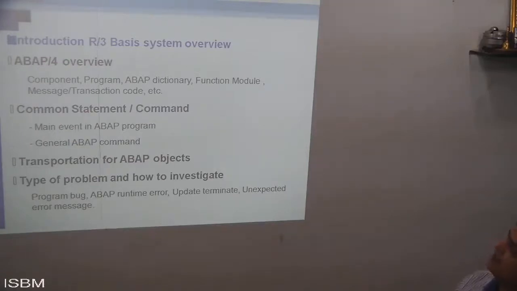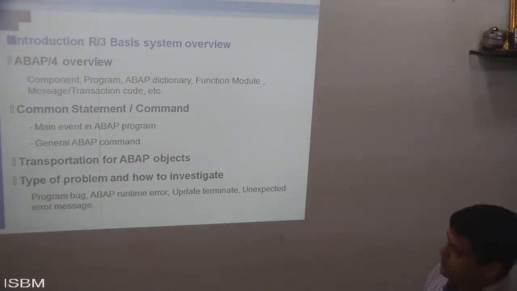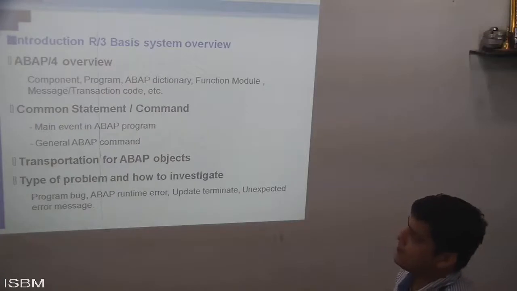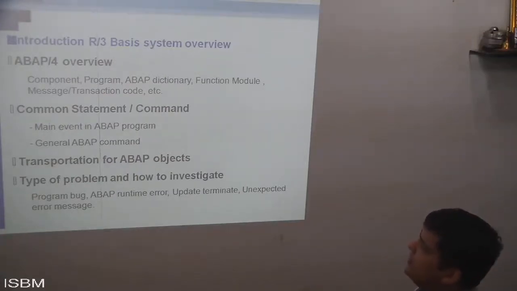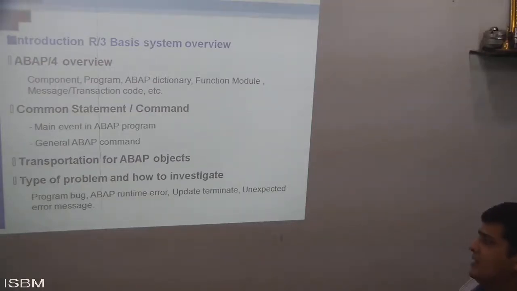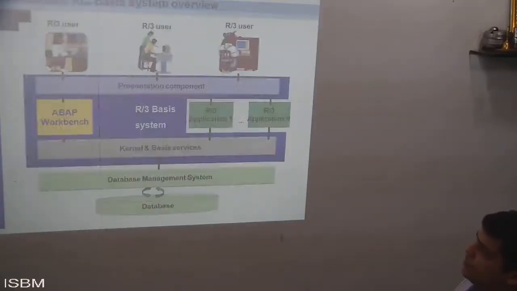So the first one says some content. Introduction, the R3 basic system overview. ABAP overview, which includes component, program, ABAP dictionary, function module, message, transaction code, etc. Common statements, commands, events, main events in an ABAP program, general ABAP commands. Transportation for ABAP objects, and types of problems and how to investigate. Just like programming bug, ABAP runtime error, update, terminate, unexpected error message. These are all things we are going to learn.